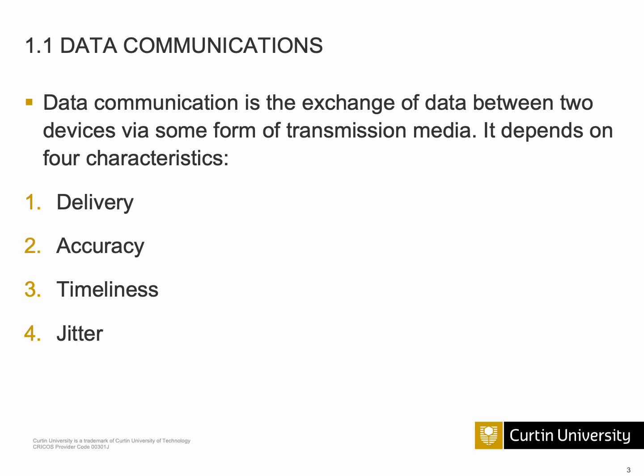The fourth characteristic is jitter. It means the variation in the packet arrival times. So it is the uneven delay in the delivery of audio or video packets. For example, let's say video packets are sent every 30 milliseconds. If some of the packets arrive with a 30 millisecond delay and others with a 40 millisecond delay, that means the video will have an uneven quality. So these are the four fundamental characteristics of a data communication system.